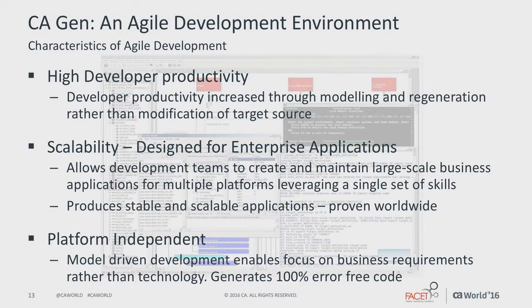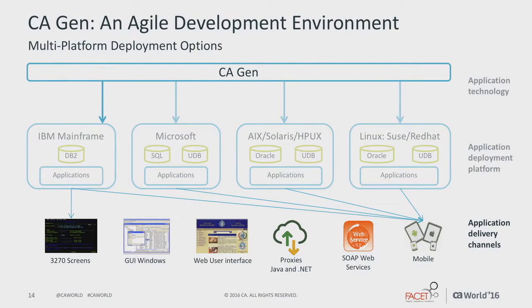CAGEN, as I said, we're talking about using CAGEN as an agile development environment. This is a modernization proposal where we're actually moving stuff into CAGEN. So pretty much everyone in the room here is a CAGEN developer, so we'll whip through this. Developer productivity is higher, scalability is great, it's built for enterprise apps, it's platform independent. Those of you who were here yesterday got all that from Steve. We've done the deployment options, we've done the multi-platforms, works on everything, runs everywhere. It's really good, and hopefully it's going to get better as we move along.